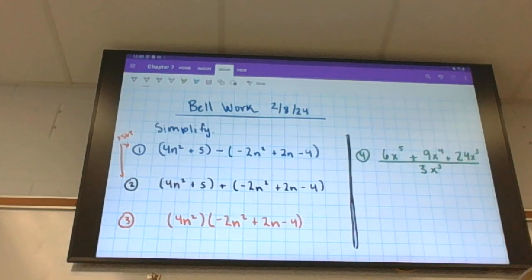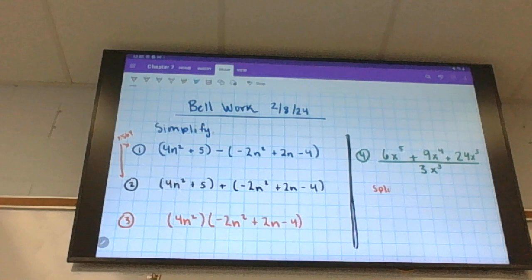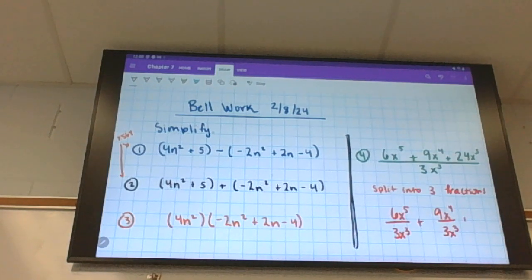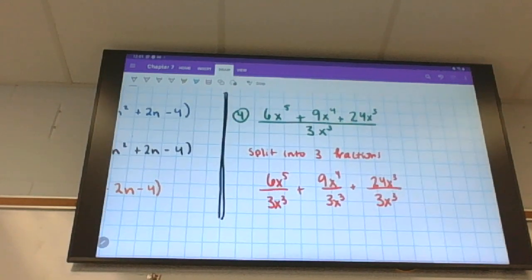All right, I'm gonna do the fraction up on the screen. Six x to the fifth over 3x to the third. 9x to the fourth over 3x to the third. 24x to the third over 3x to the third. You guys did a pretty good job with this yesterday.